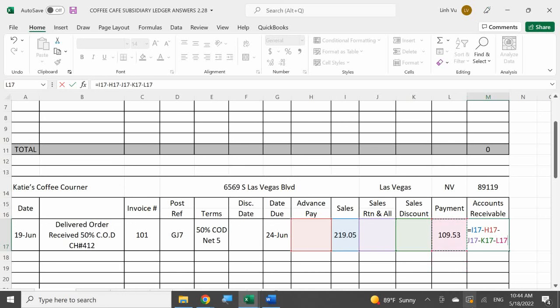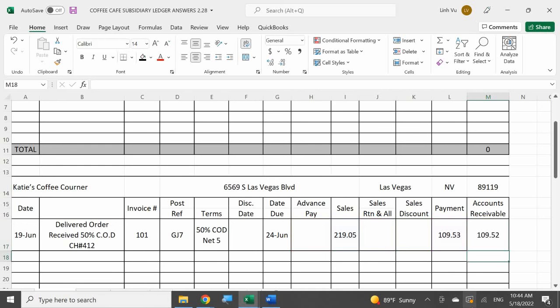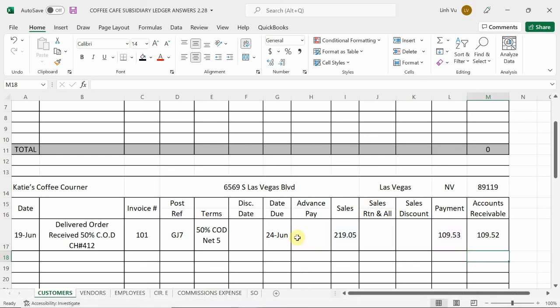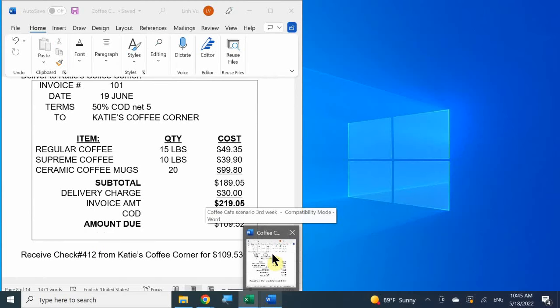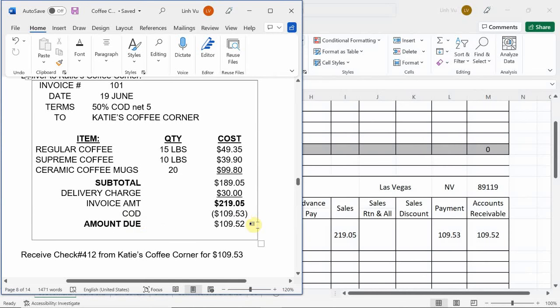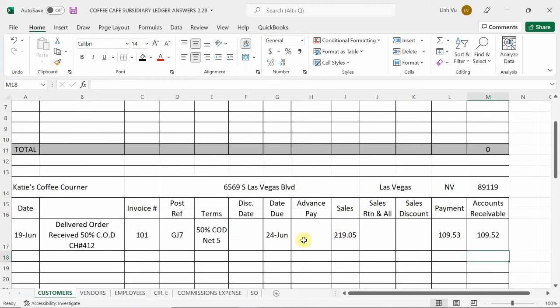Okay? So in this case, it will calculate that she owes me $109.52, which is, in fact, also the invoice amount, right? We billed her saying, you still owe me $109.52. Okay?